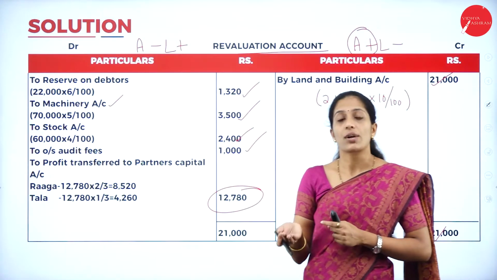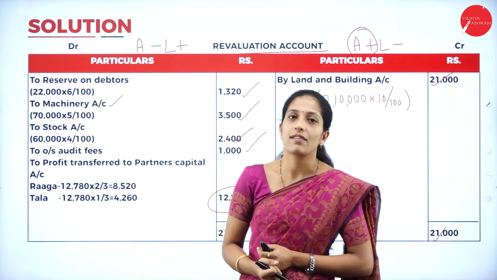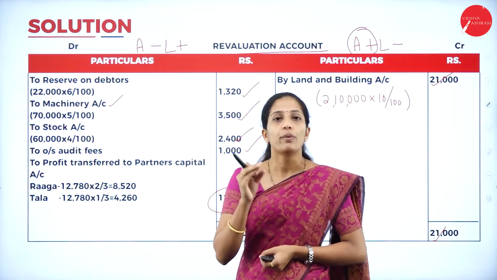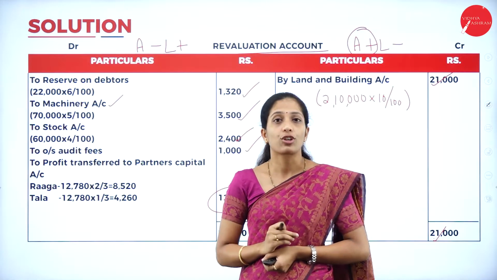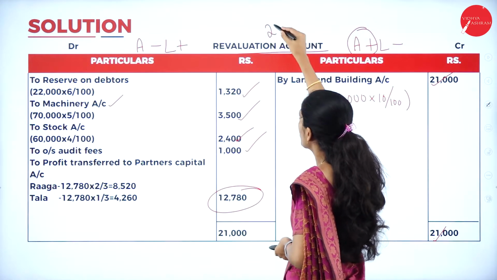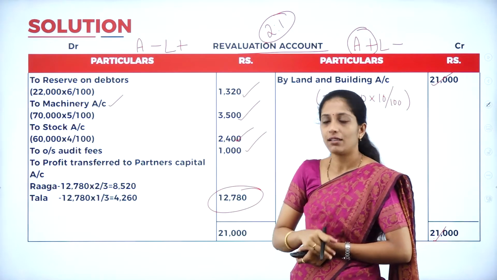So your credit side was more than your debit side, right? It means it is revaluation profit. So that profit has to be transferred to old partners capital account. In which ratio? Old ratio. So what is their old ratio? That is 2:1. In this ratio, it has to be transferred.